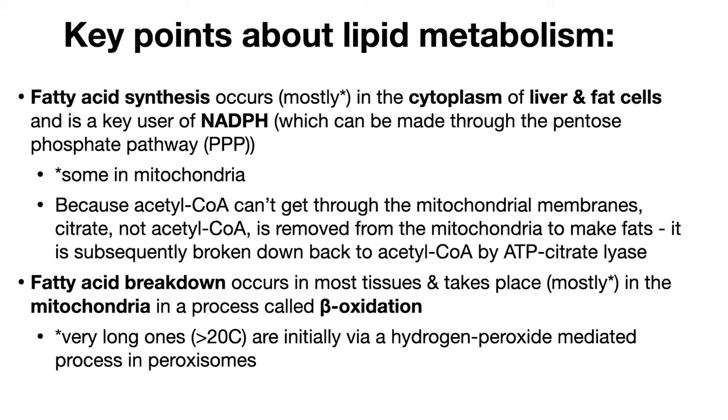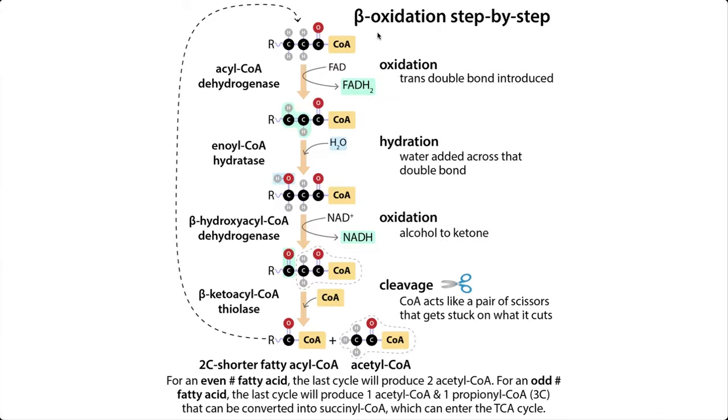Fatty acid breakdown occurs in most tissues and takes place mostly in the mitochondria in a process called beta oxidation. Very long fatty acids, so greater than 20 carbons, are initially broken down via a hydrogen peroxide mediated process in peroxisomes. But once they get to a shorter fatty acid, those can be broken down in the mitochondria as well. So beta oxidation, as the name suggests, is going to be an oxidation reaction, and so we're going to need an oxidant. We're going to need a molecule or molecules that can take electrons.